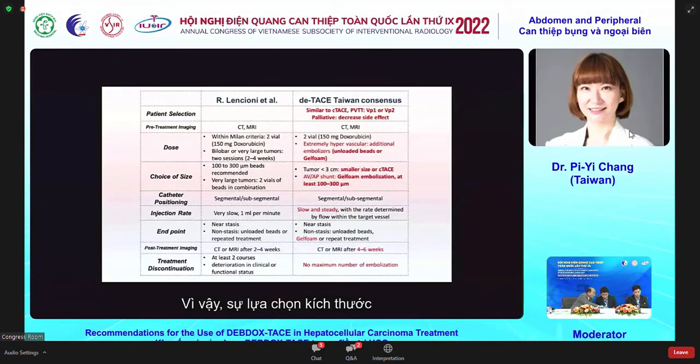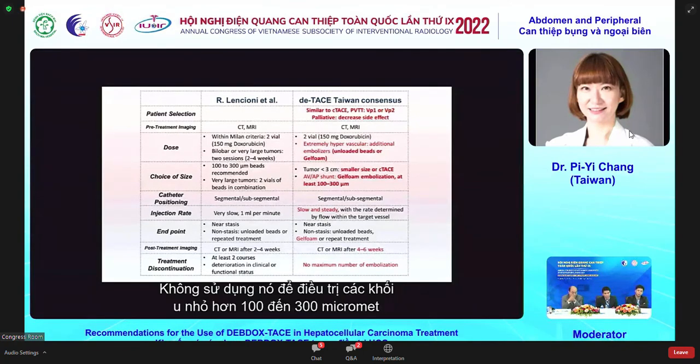For the choice of size, for tumors that are smaller than 3 centimeters, we have the small DEBDOX-TACE, which are similar to 100 micrometers, or even smaller, we call it M1. They are suitable for HCC. Or for AV or AP shunting, don't forget to use some gel foam embolization and do not use it to treat tumors that are smaller than 100 to 300 micrometers.